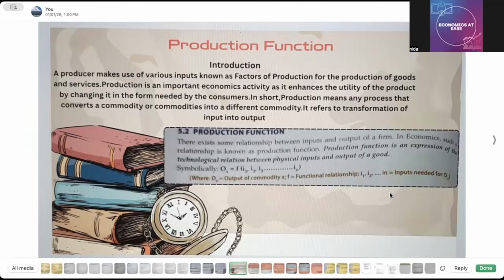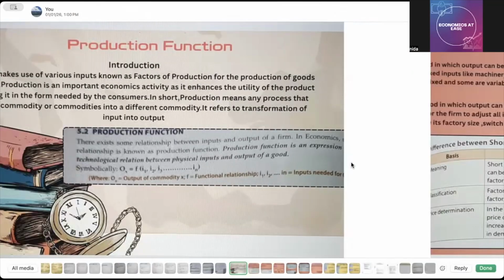So first of all, very quickly, what is the meaning of production function? It means only the transformation of input into output, okay? And in economics terms, production function is an expression of the technological relation between physical inputs and output of a good. The transformation of input into output is known as production. Okay, and function means relationship.